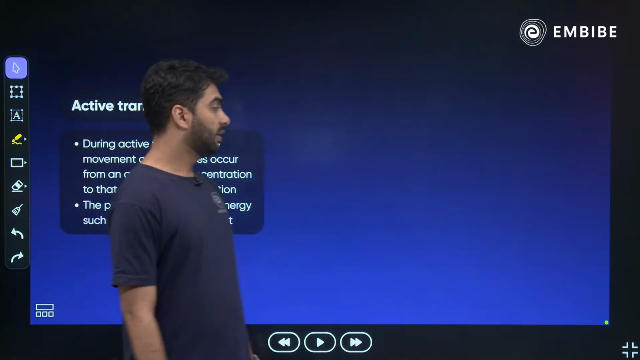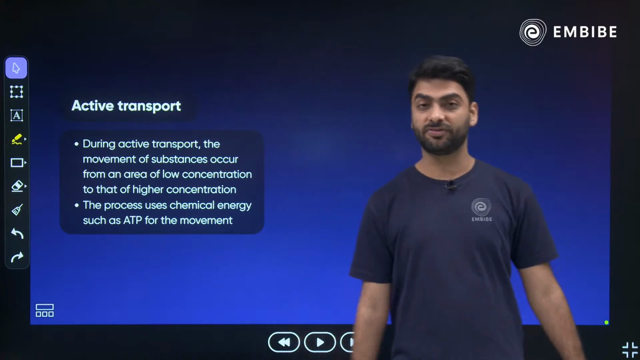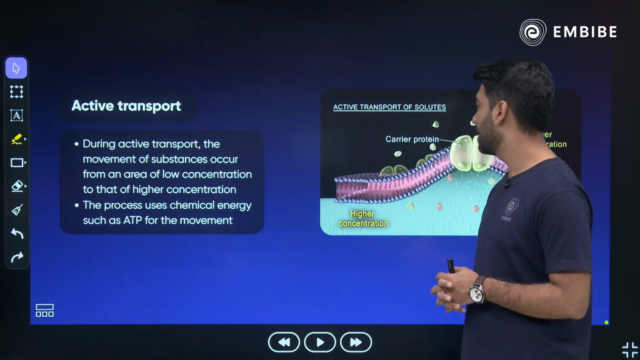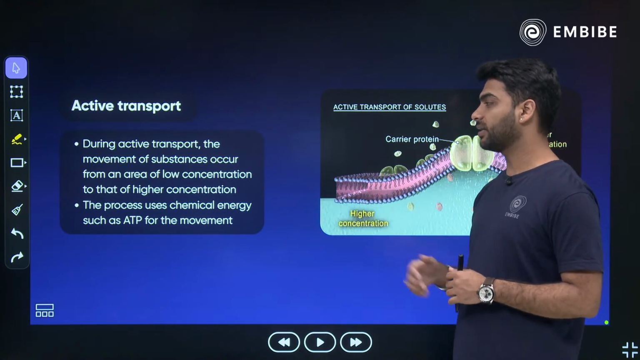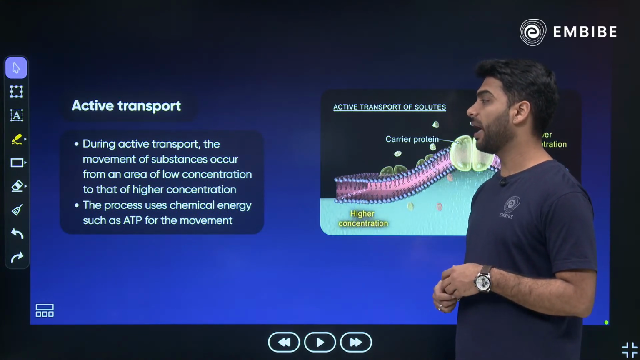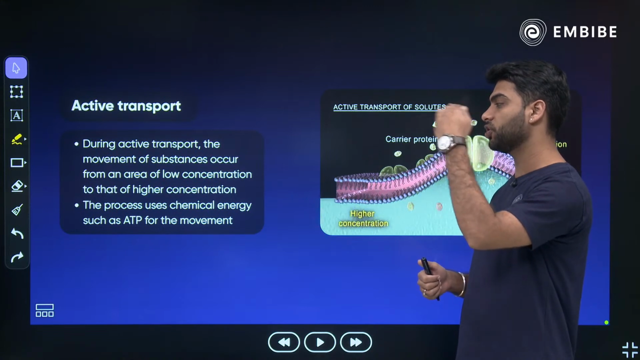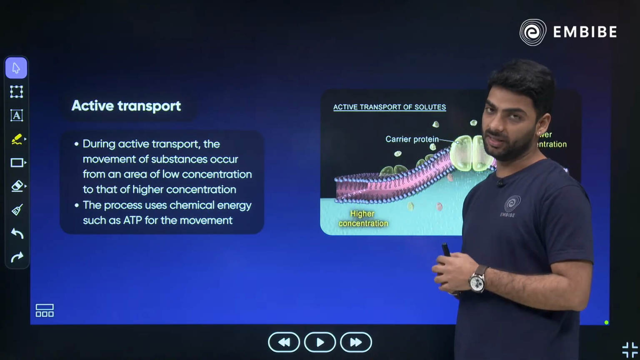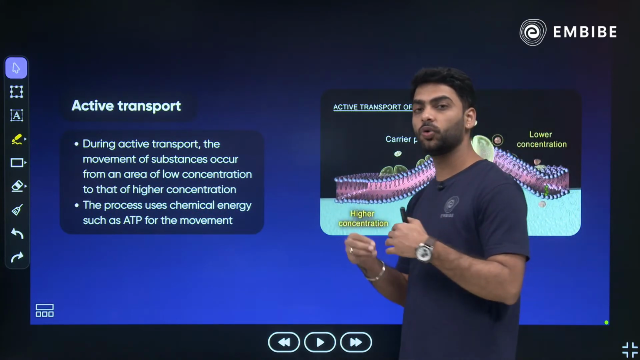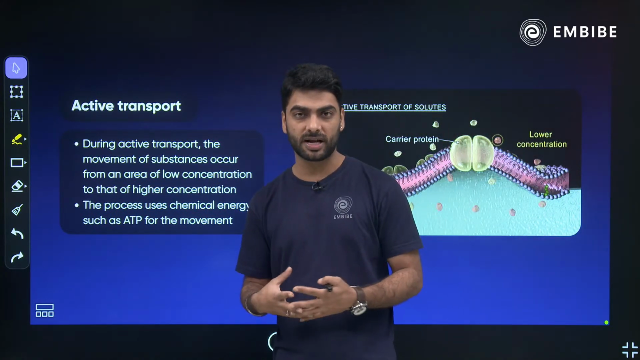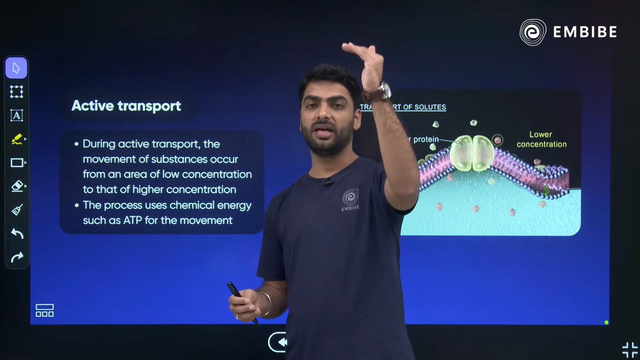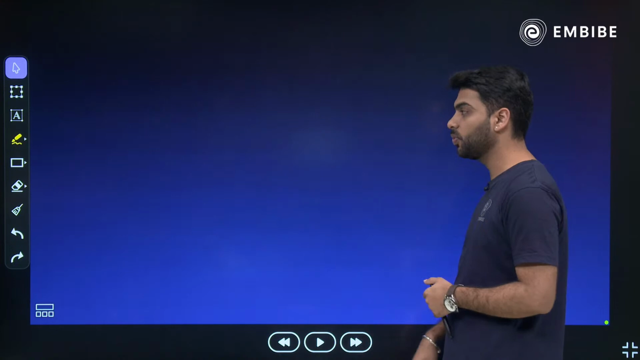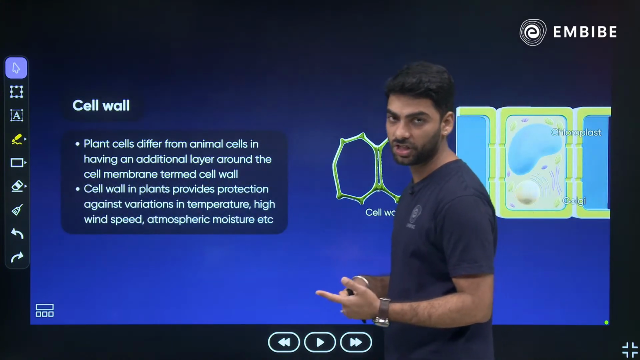Then we move ahead and we talk about active transport. So there are two types of transports, active and passive. During active transport, it is from an area of lower concentration to higher concentration. Here you will use energy, that is ATP. Okay? In active transport, you are spending energy to do the transport from lower to higher, and this energy will be in the form of ATP. Whereas in passive transport, there is no expense of energy.